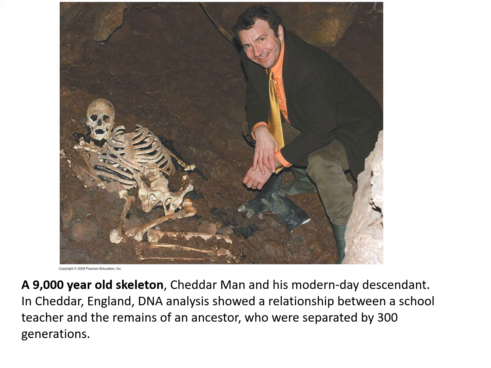This is another instance of DNA being able to be preserved under the right circumstances for a very long period of time. So this skeleton is 9,000 years old and it was found in Cheddar, England. So they call him the Cheddar Man. He's obviously not made of cheese, but he was found in Cheddar, England. So that's why he's called the Cheddar Man.